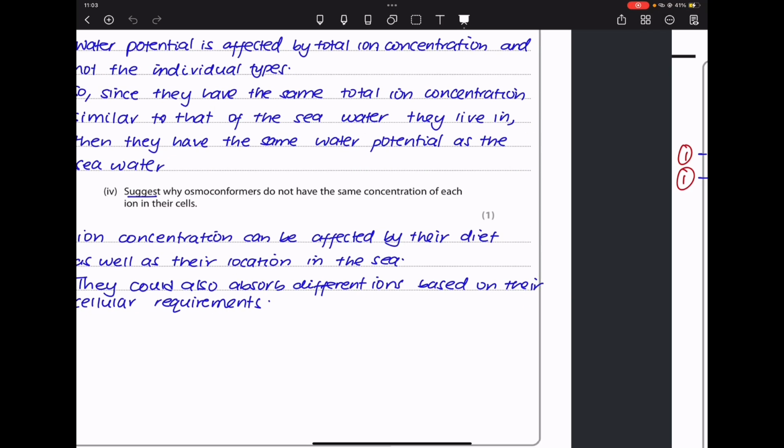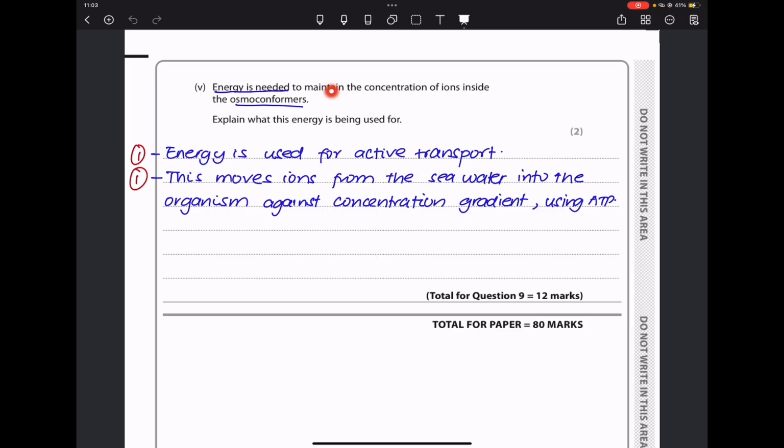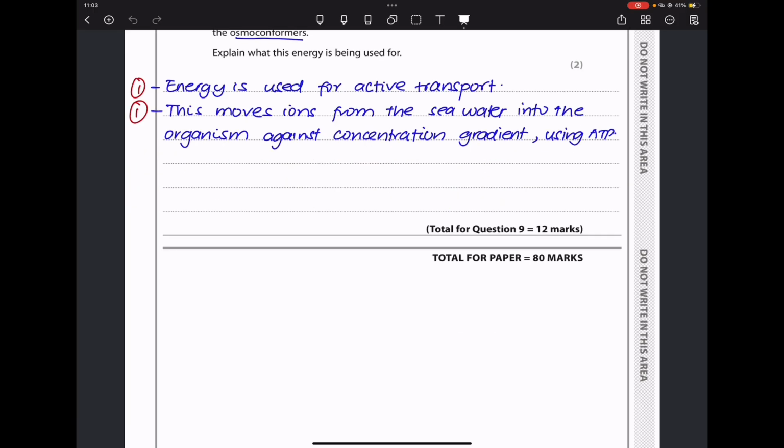Lastly, they say energy is needed to maintain the concentration of ions inside the osmoconformers. Explain what this energy is being used for. Energy is used, of course, for active transport, so that ions are moved from the sea into the organism against the concentration gradient using ATP, and that is going to retain the ion concentration to the required level within the cells. So this brings us to the end of question 9 as well as to the end of this paper.